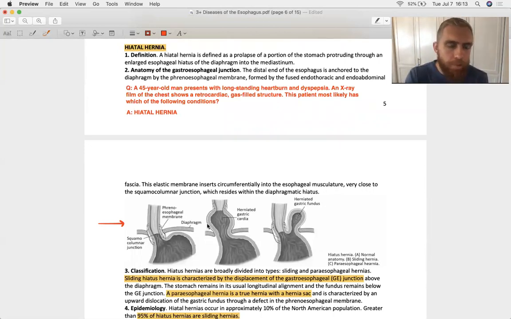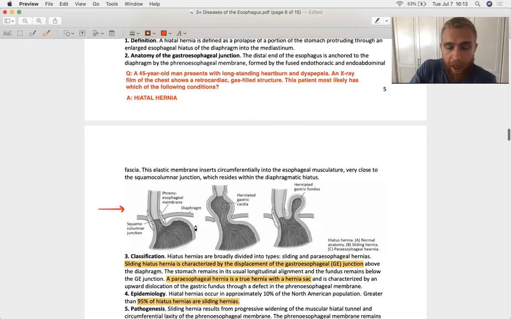It said, 45-year-old man presents with long-standing heartburn and dyspepsia, which is basically dysphagia. X-ray of the chest shows a retrocardiac gas-filled structure. This patient most likely has blank. And the answer was hiatal hernia. And the gas that you see behind the heart, the emptiness on X-ray, is this pouch of stomach that's pushing up through the diaphragm.